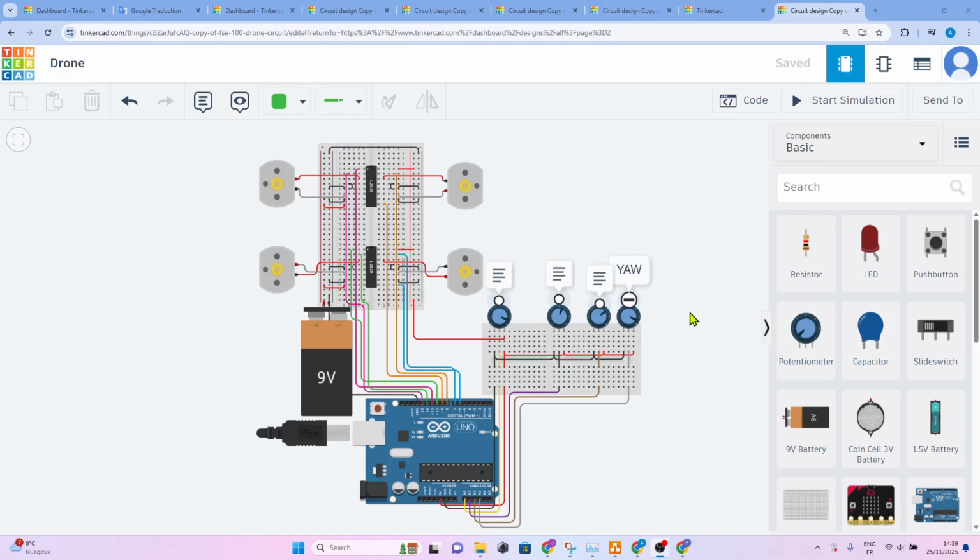Let's do something more, and more important. How to build a drone, how to make a drone simulation on Autodesk Tinkercad using the Arduino programming language. This is not difficult at all.